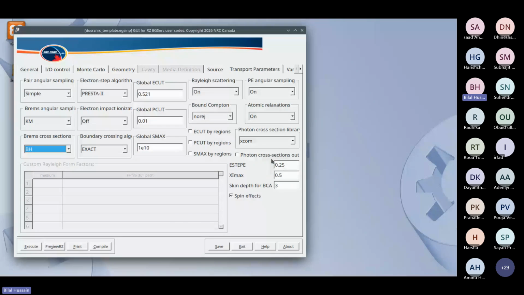So we have to define. I told you about that data. We also have EPDL data. We have PENELOPE data. So we have a choice to give any data you want. And there are other things: transport parameters and the plot controls.